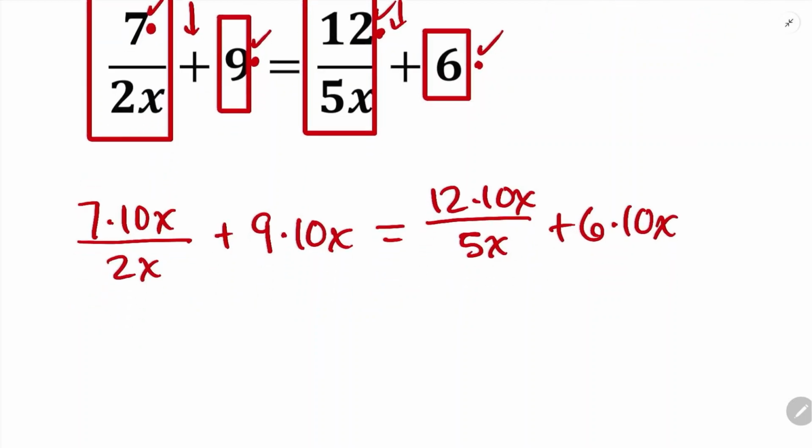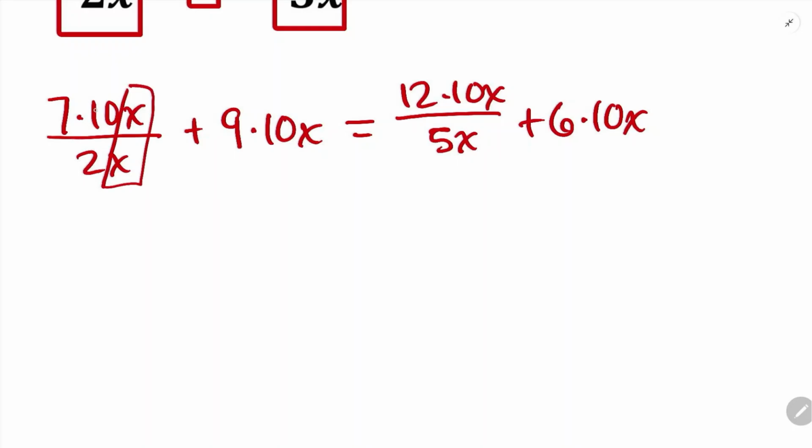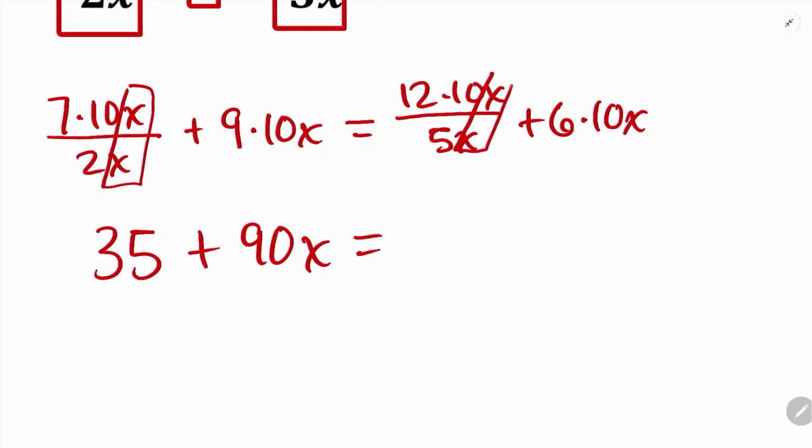Now I simplify. The beauty is you can see these fractions immediately go away. x divided by x is a giant 1. 10 divided by 2 is 5. 5 times 7 is 35. So this becomes the number 35. The next one is 90x. The next one is, let's see, 12. 10, x over x is 1. 10 divided by 5 is 2. And 2 times 12 is 24. And then plus 60x. Great.